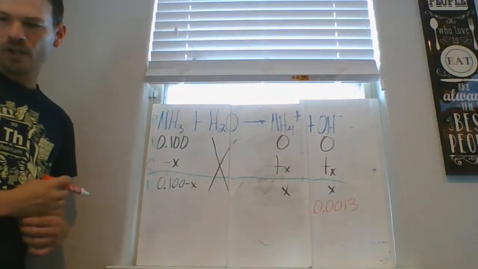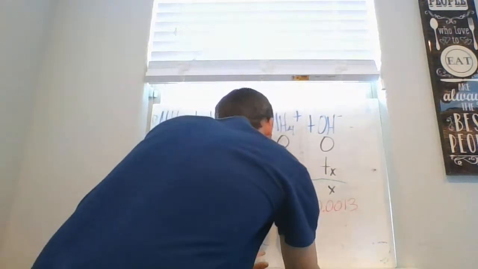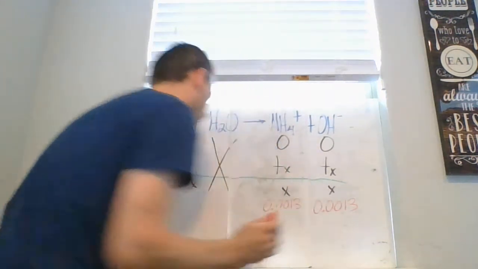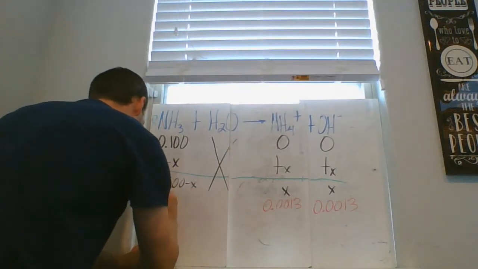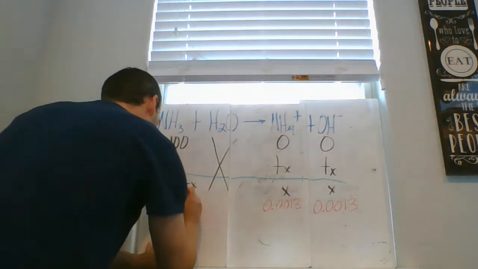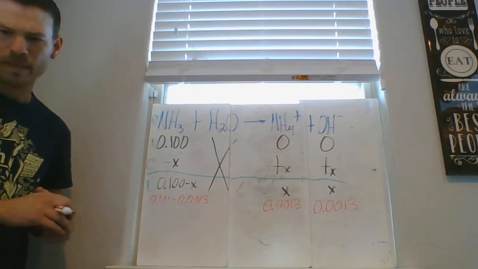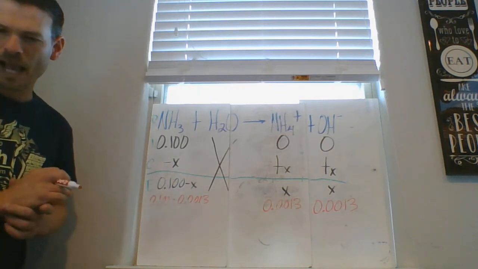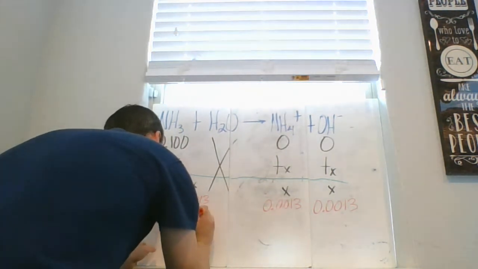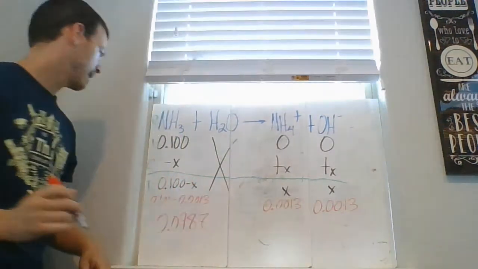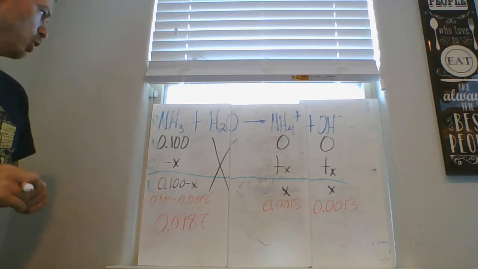All right, so now I know the value of X. So if that's the value of X there, that must also be the value of X here. And then over here, it's going to be 0.1 minus X. So it's going to be 0.1 minus 0.0013. And we're able to find all of these amounts. When you do this math, you'll get 0.0987. And that's going to be my equilibrium here of the NH3.